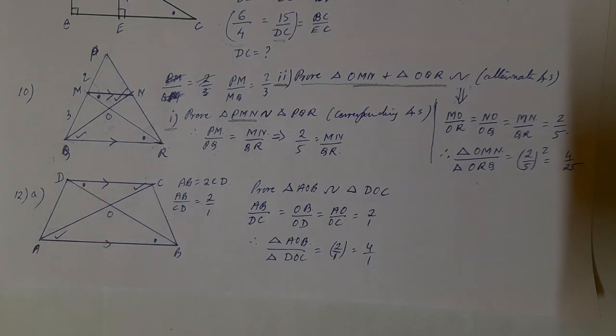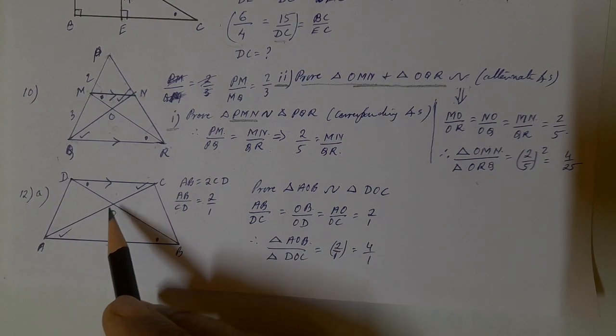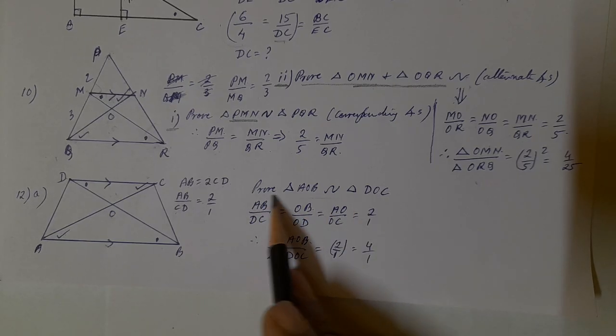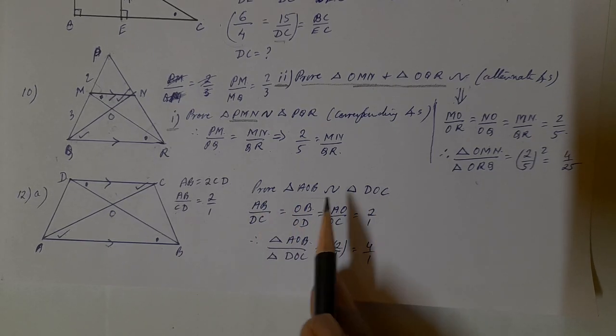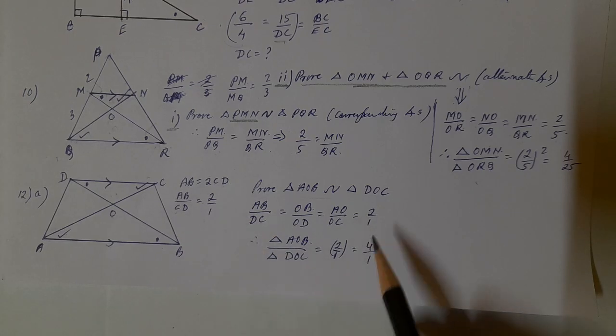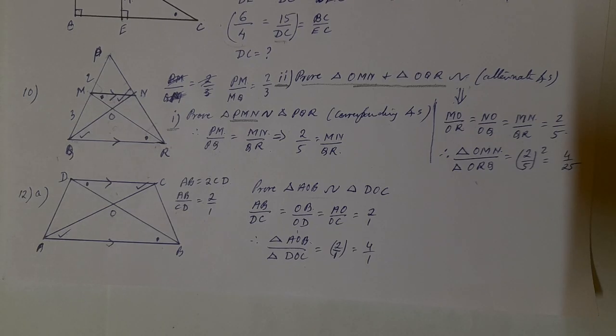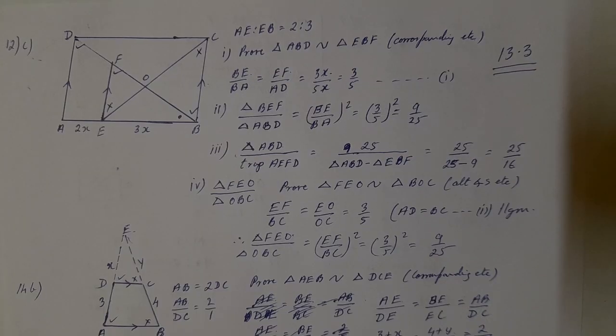That's very simple. Alternate, vertically opposite, similar, prove it similar as I said. I haven't done it, you'll have to do it. Write the angles similar, write the ratios, and therefore you get 2 by 1 in one place. Therefore triangle that by triangle that is 4 by 1. Simple. Same thing again and again.